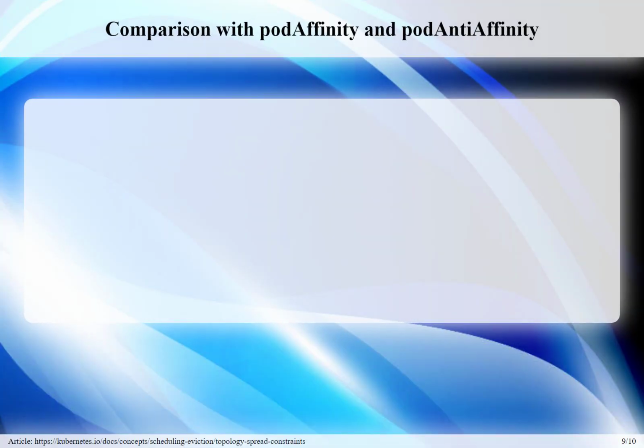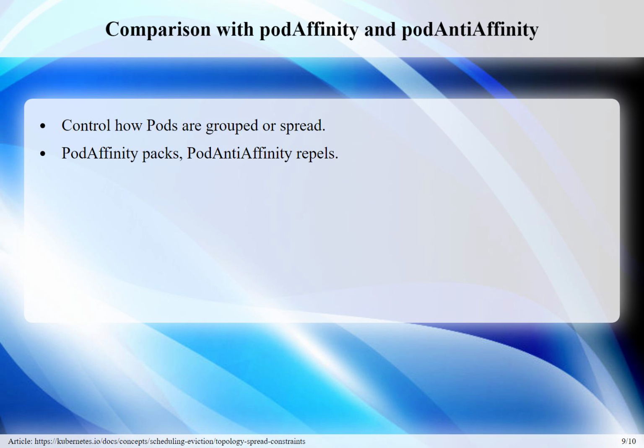Comparison with pod affinity and pod anti-affinity. Inter-pod affinity and anti-affinity in Kubernetes dictate how pods are scheduled, by either grouping or dispersing them. Pod affinity attracts pods to pack them into specific domains, while pod anti-affinity repels them. These settings influence the number of pods in a domain. Topology spread constraints offer detailed distribution of pods for high availability or cost efficiency, aiding in smooth updates and scalability.